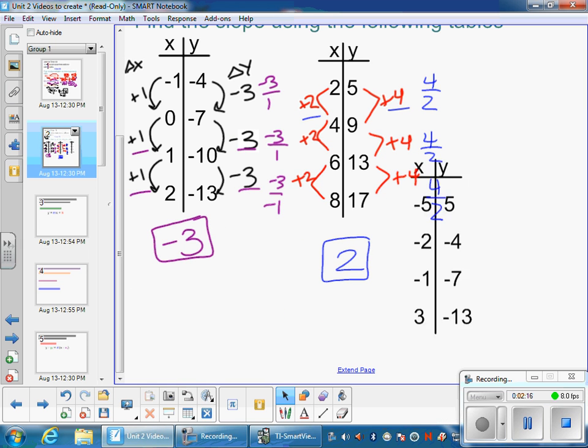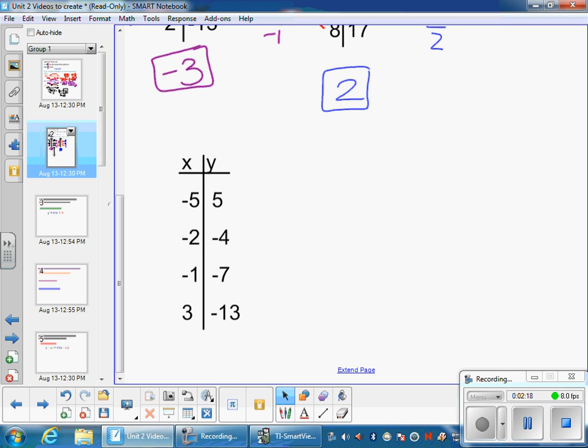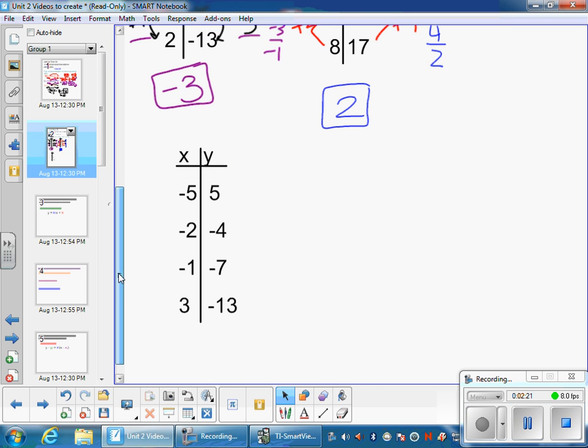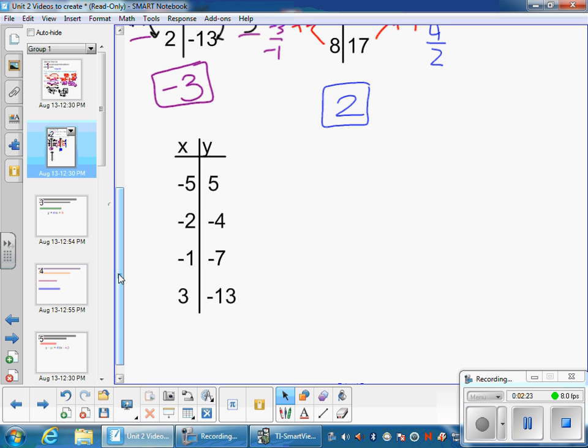I'm going to take this table and move it on down here. Go and try this one on your own. This one is a little bit different than the other ones because it's not going to be the same number the whole way down.